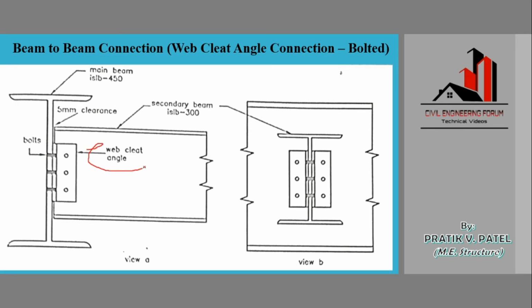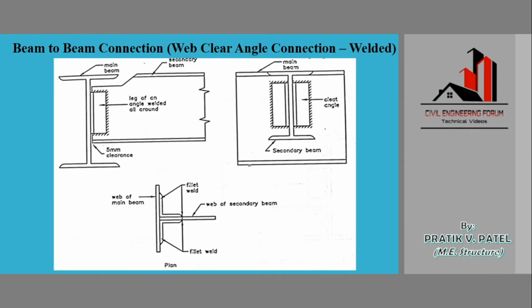This is our web cleat, connected by bolts. A clearance of about 5 mm is kept between both the webs. This is the main beam of ISLB 450, where 450 is the depth of the beam, and this ISLB 300 is the secondary beam, that is, this depth is 300. This is the same beam but the connection is welded. Web cleat angle connection welded. We have not used bolts here, but we have used welding.